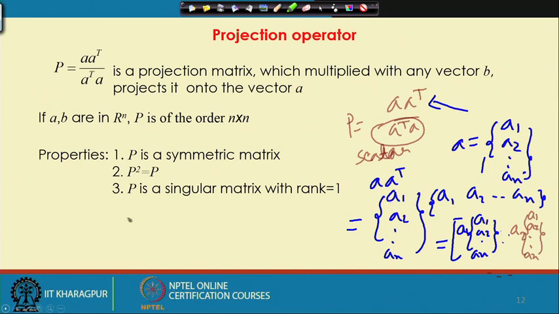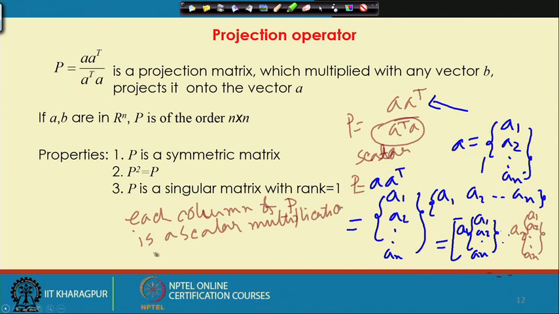So, you can write each column of P as a scalar multiplication of vector A. So, there is only one independent column and it should have rank 1, and as this is a square matrix, it should be a singular matrix because the determinant should be 0 because all the columns are dependent on only one column. So, this is some interesting aspect about the projection operator.